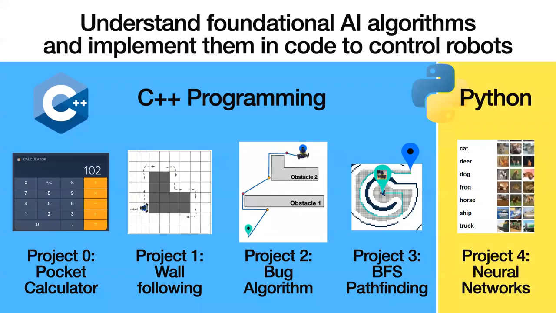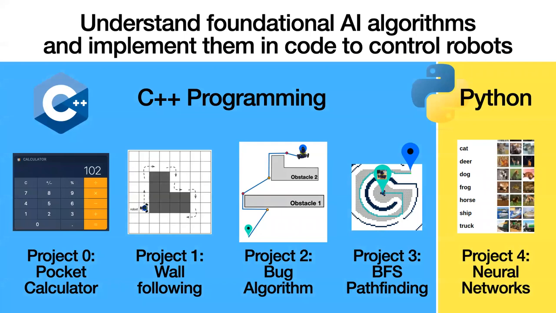And so that's sort of what we're going to talk about for Project 4. But I also want to give a recap of where we've come up to this point. That's going to help us with Project 2. So just as a reminder, our goal is to be able to understand foundational AI algorithms and be able to implement those algorithms in code to control robots. And so we're going to work all the way out.